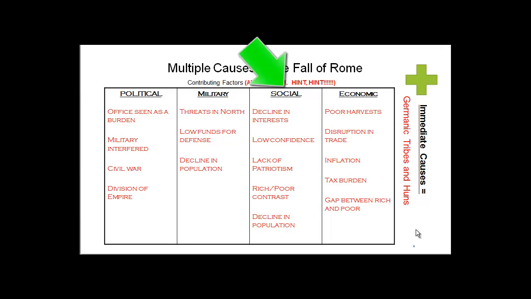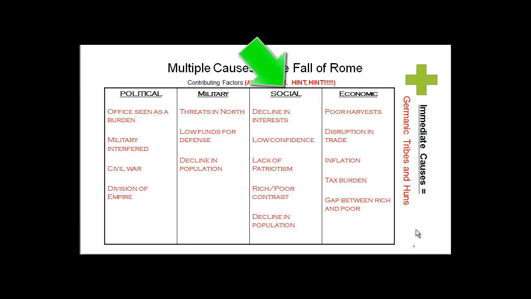Low confidence in the army and in the government of Rome to protect people. People start seeing it as very corrupt, and you can buy a senator, and these senators are co-conspiring with the military to get rid of and assassinate emperors. So people just don't trust their government anymore. They're not very confident.